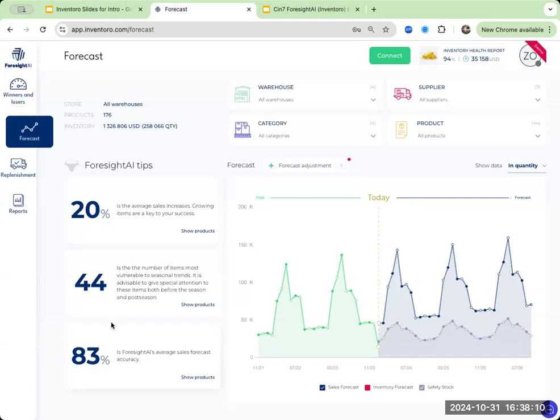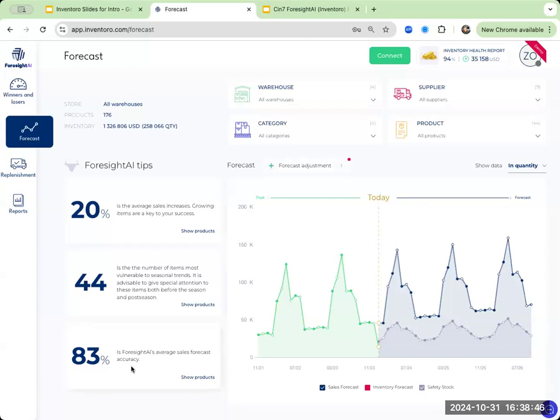Last is going to be 83% for Foresight AI's average sales forecast accuracy. What that means is just how cyclical your sales order history is and how strong the trends are directly correlates to how strong the future trends are going to be able to be predictive. So we can see that we have pretty strong trends here. We peak in May, we drop a little bit through the end of the summer, and then we have low winter months, and we can see that's repeated the next year. Therefore, with a lot of certainty, the computer is able to predict this in the future, hence the high number.